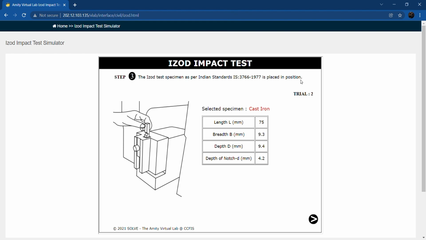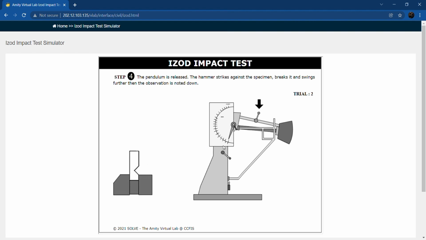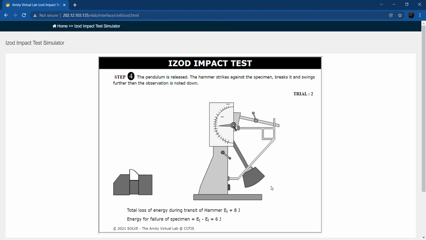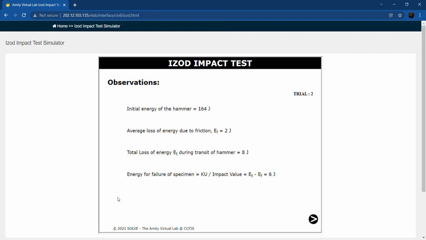Step 3 for trial 2, the cast iron length is 75, breadth B is 9.3, depth D is 9.4, depth of notch D is 4.2. Doing the same method as the first trial, we insert the cast iron into the machine. Now trial 2, step 4. Repeat. The total loss of energy during transit of hammer is 8 joule, and the energy for failure of specimen ET minus EF is 6 joule. This is the observation that we got for trial 2.